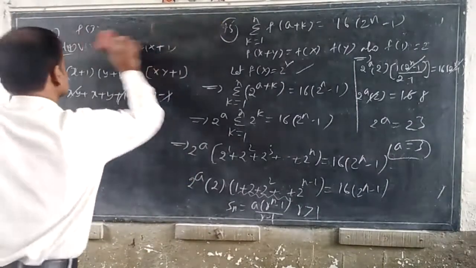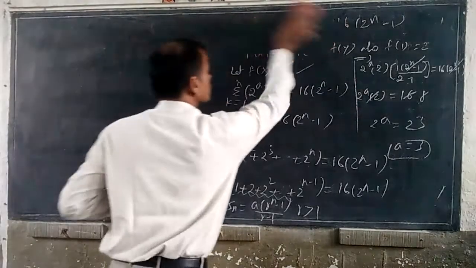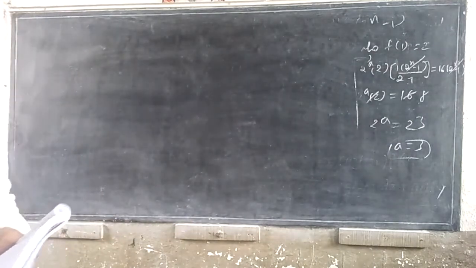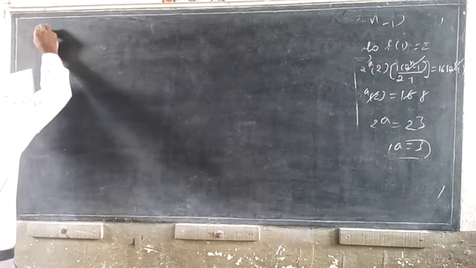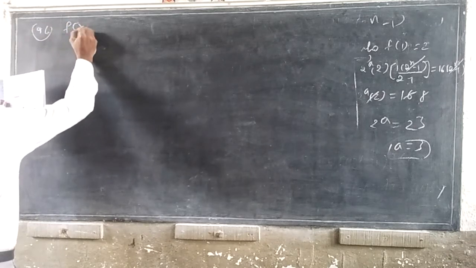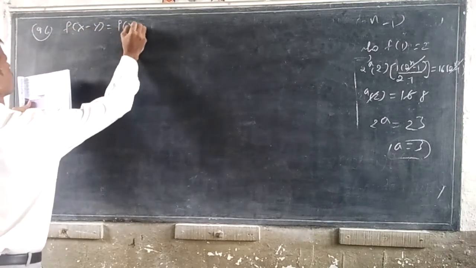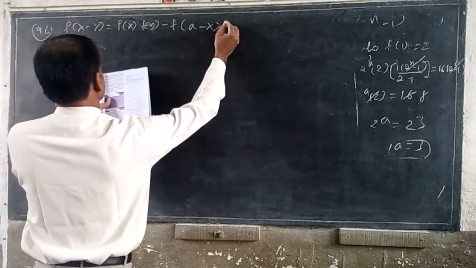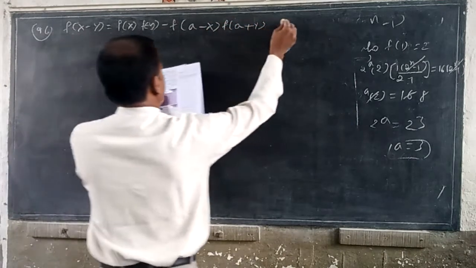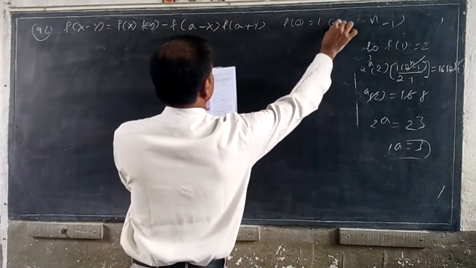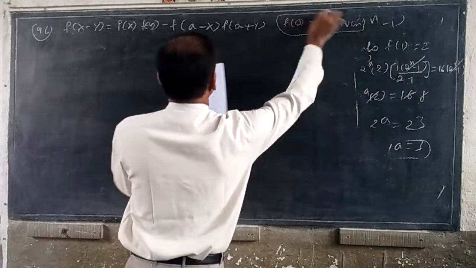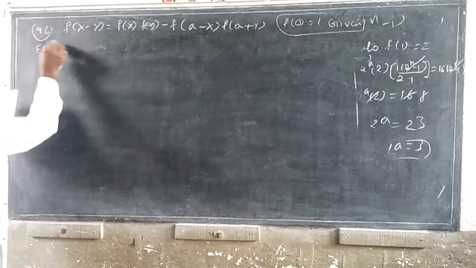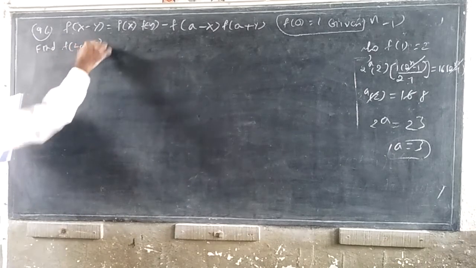Next one, 46. This is the last question of level 2. 46th question. A real function f of x satisfies f of x minus y is equal to f of x into f of y minus f of a minus x into f of a plus y. F of 0 is equal to 1, this is given. We should calculate f of 2a minus x. Find f of 2a minus x.